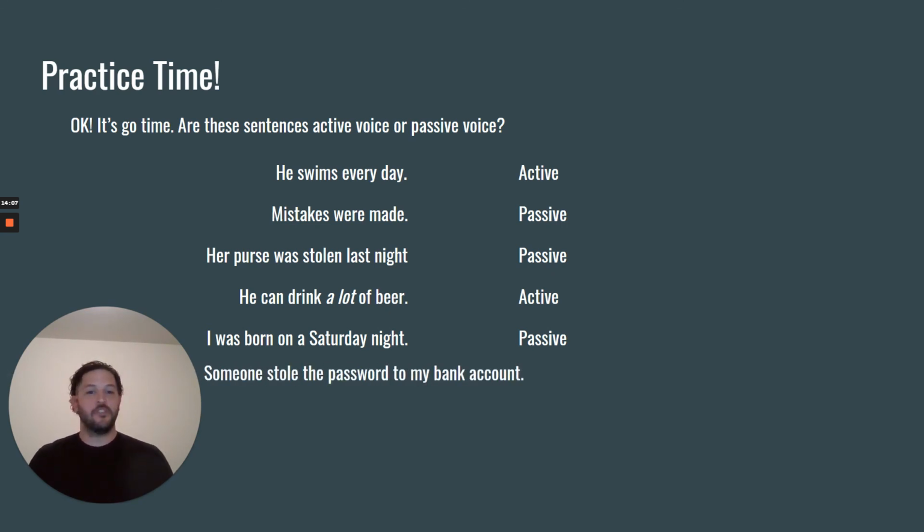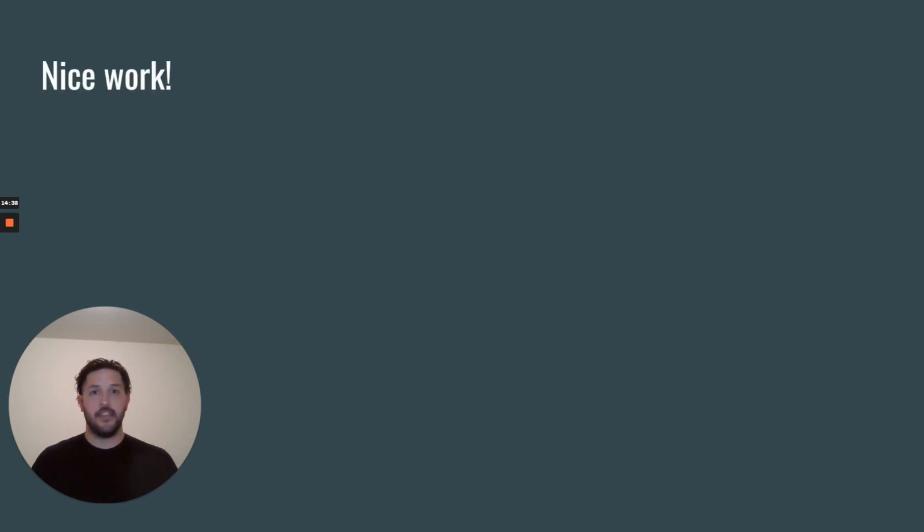Someone stole the password to my bank account. Uh-oh. Someone stole the password to my bank account. Is that active voice or is that passive voice? I hope you said active voice. Very good. So yes, the subject here is someone. The verb is, of course, stole. And then the password is the object. To my bank account is a preposition.